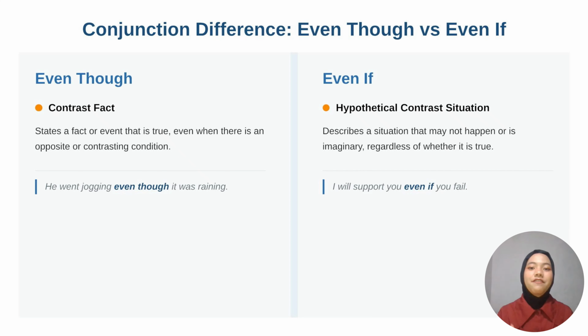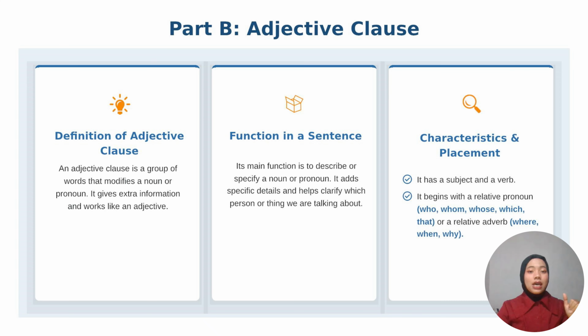Next, we compare even though and even if. Even though expresses a real fact that contrasts with another idea. Example, he went jogging even though it was raining. Meanwhile, even if talks about a hypothetical or imagined situation. Example, I will support you even if you fail. So, even though is real and even if is hypothetical. Alright, now we move on to part B, adjective clauses.